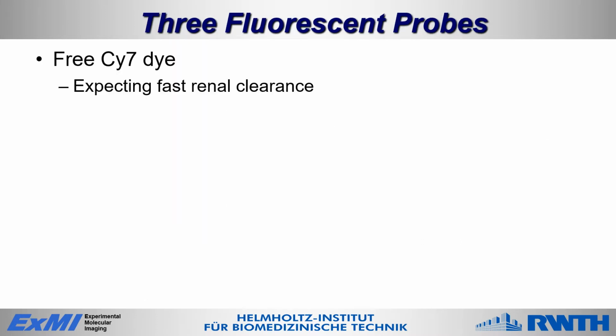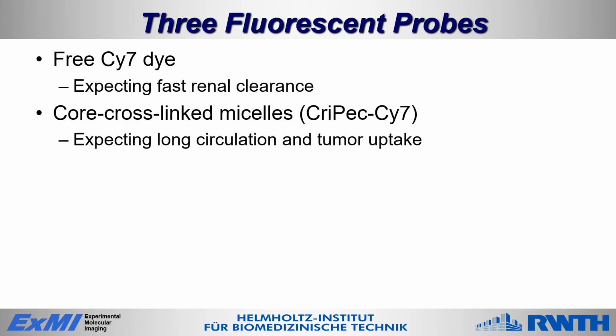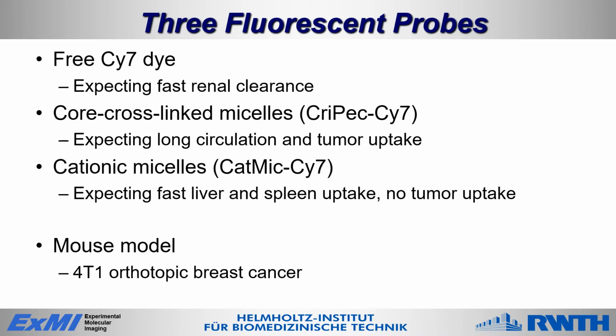So the three fluorescent probes we used were free dye, Cy7, and there we expected a fast renal clearance because it's a small molecule. We used core cross-linked micelles, they're called CriPec, and they were Cy7 labeled, and we expected a long circulation and tumor uptake. And then we used cationic micelles as a bad example for a nanoparticle, because due to the positive charge, we expect fast liver and spleen uptake and no tumor uptake. As a mouse model, we used the 4T1 orthotopic breast cancer model.